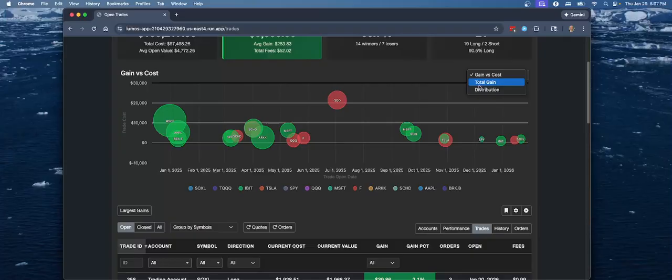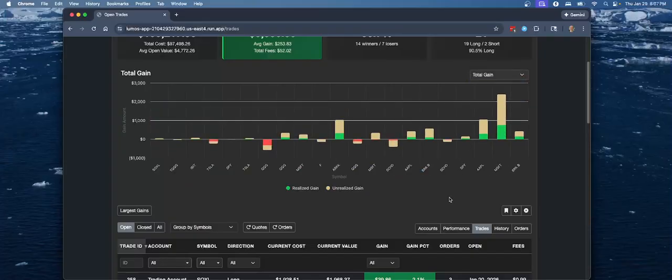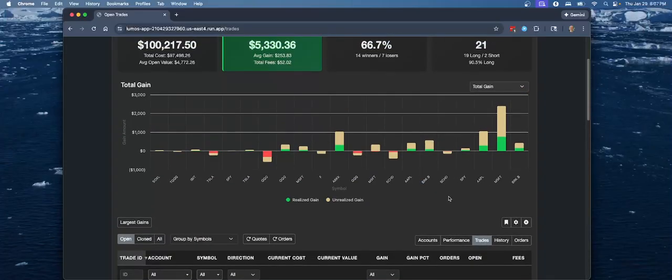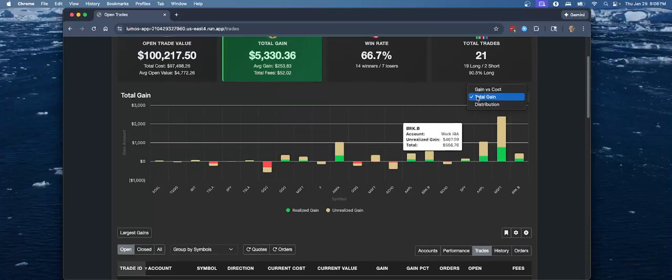You can see all the symbols. You can change it. You can see total gain and loss for these open trades. So you can see realized and unrealized. So the realized is green, orange, or beige, I guess, is the unrealized gain. So that's your total gain. You can see how much you've realized it or loss as well.